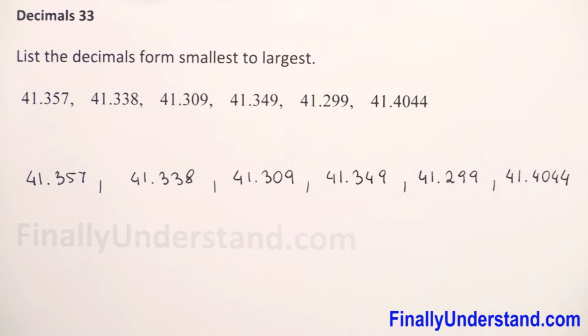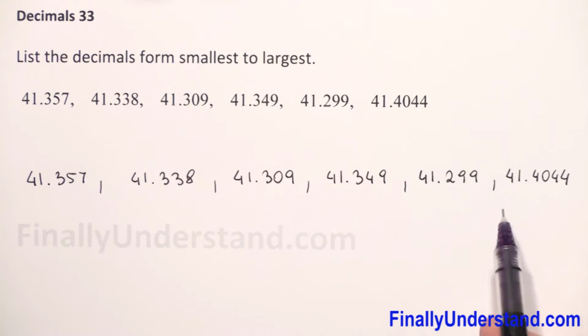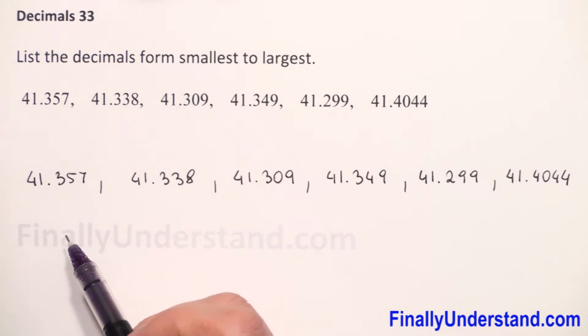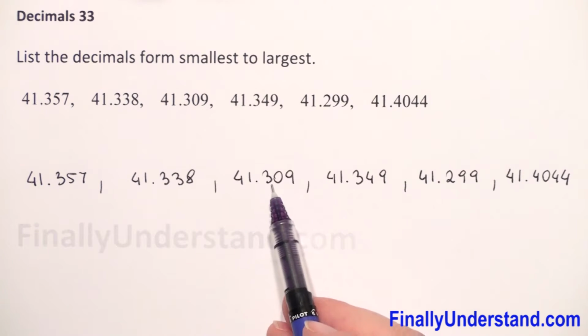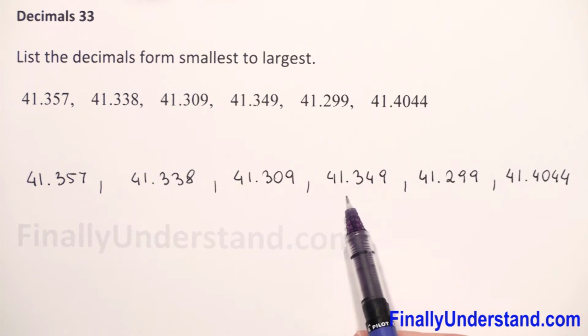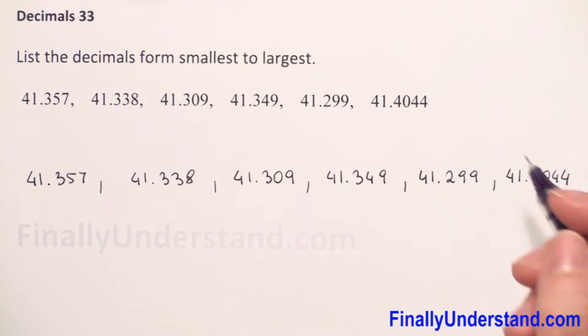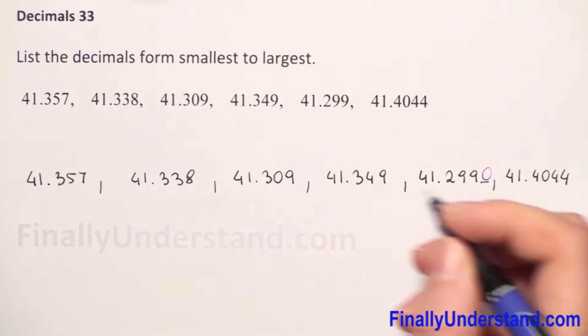What we have here? We have 41, 41, 41, 41, 41, and 41. So next, we have to count the digits after the decimal point. We have 3, 3, 3, 3, 3, and we have 4. So we have to make 4 digits after the decimal point in every decimal number. So we have to add a 0 at the end.